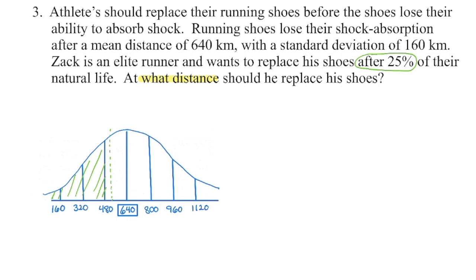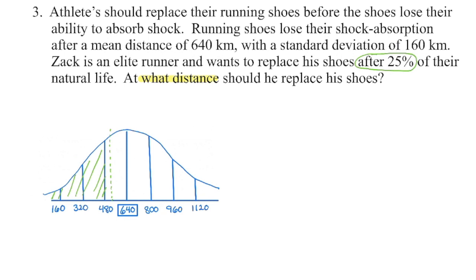Our final example is a little bit different. In this example, we're given the average distance and the standard deviation at which most running shoes lose their shock absorption. Zach, who's an elite runner, wants to replace his shoes after 25% of their natural life, so he doesn't end up with foot and leg problems. You're trying to figure out at what distance he should replace his shoes.